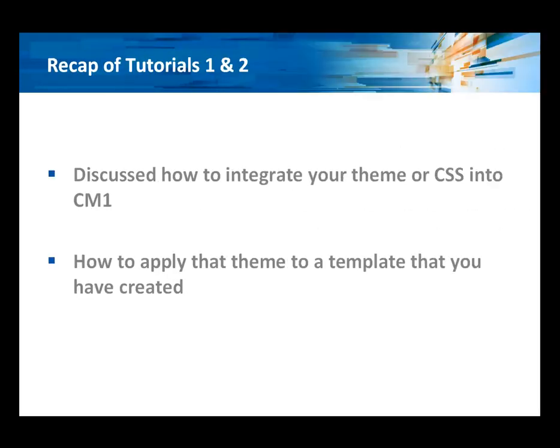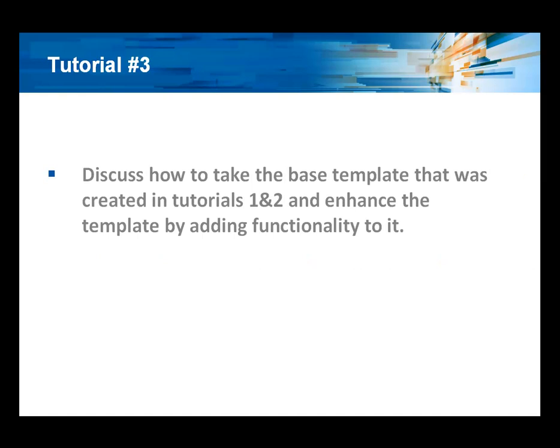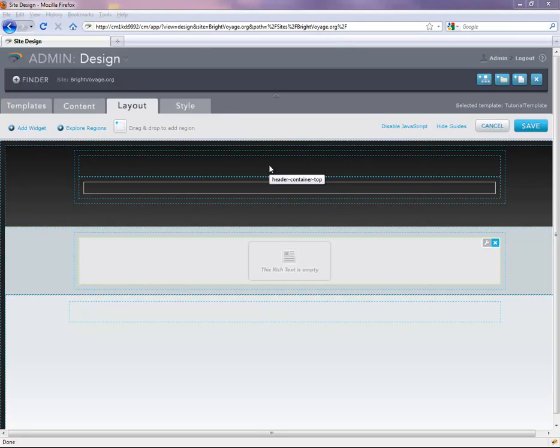Before we get started, let's recap on what we've learned in our previous tutorials. First, we discussed how to integrate your theme or CSS into CM1. In our second tutorial, we learned how to apply that theme to a template that you've created. In today's tutorial, we'll be discussing how to take that base template and enhance it by adding some functionality to it. So let's get started. Let's go ahead and build the header section of our template.